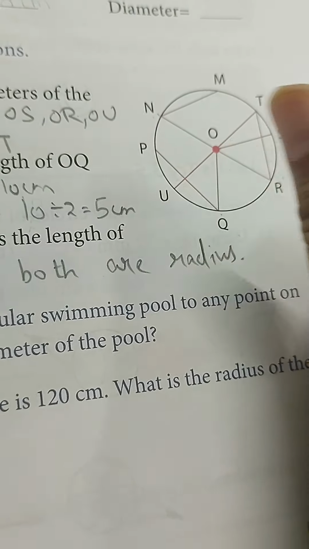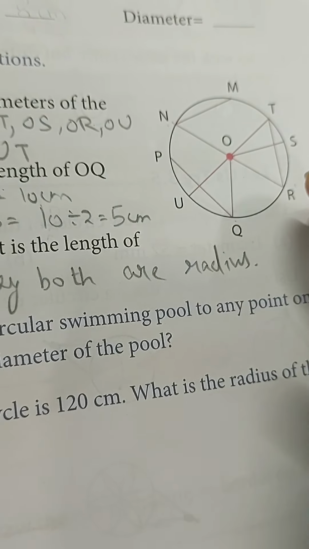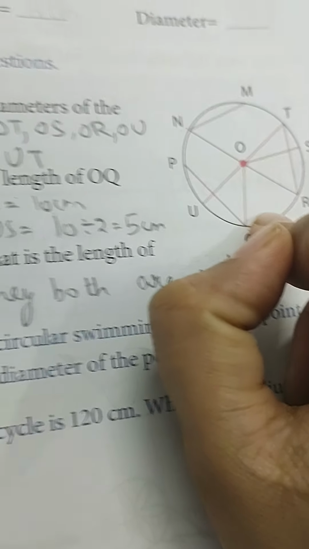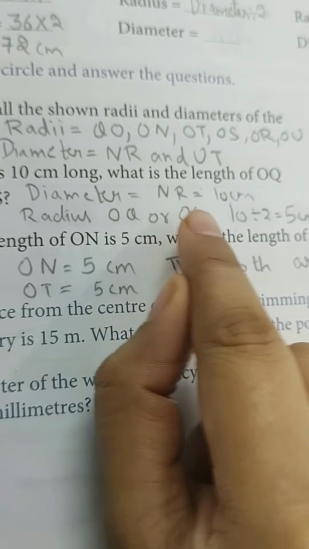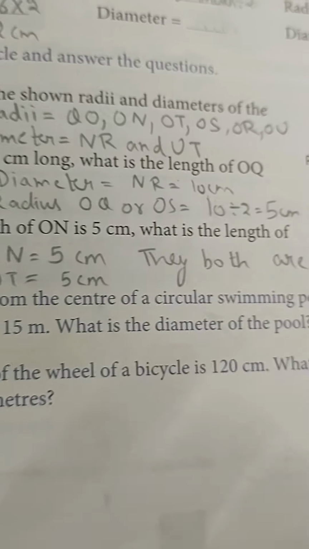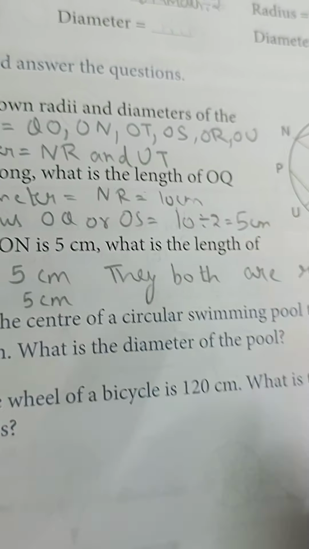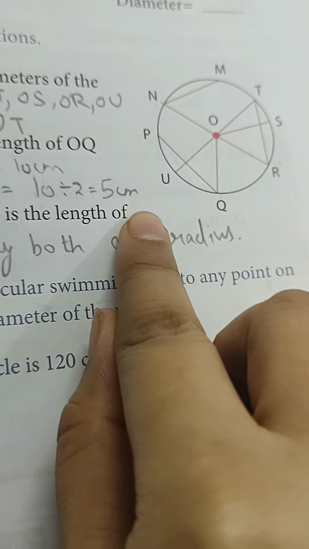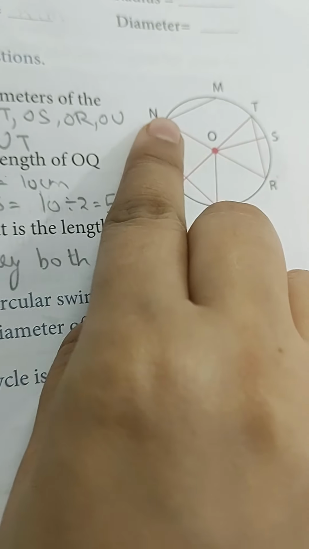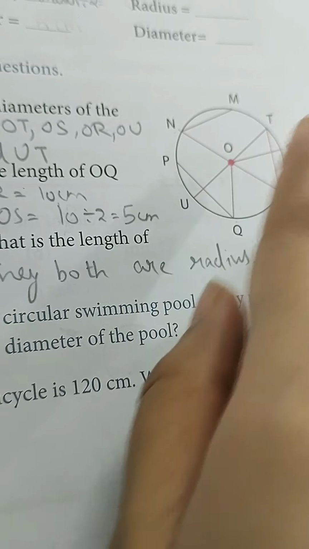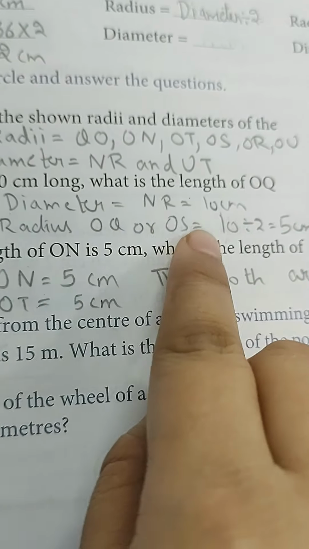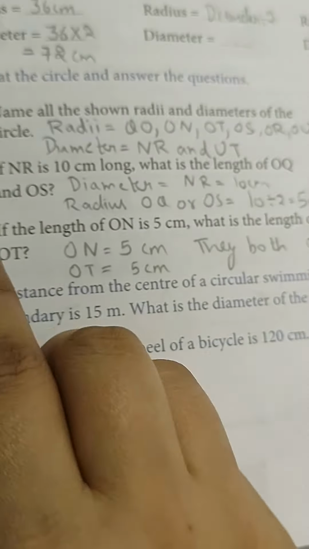So if you have to find out the radius, what you are going to do is divide the diameter by 2. So for OQ or OS, you are going to divide it by 2. 10 divided by 2 is equal to 5 centimeter. So this is the diameter given to you, and you simply have to divide it by 2 and then you will get the length of OQ and OS. That's what we have done earlier also.